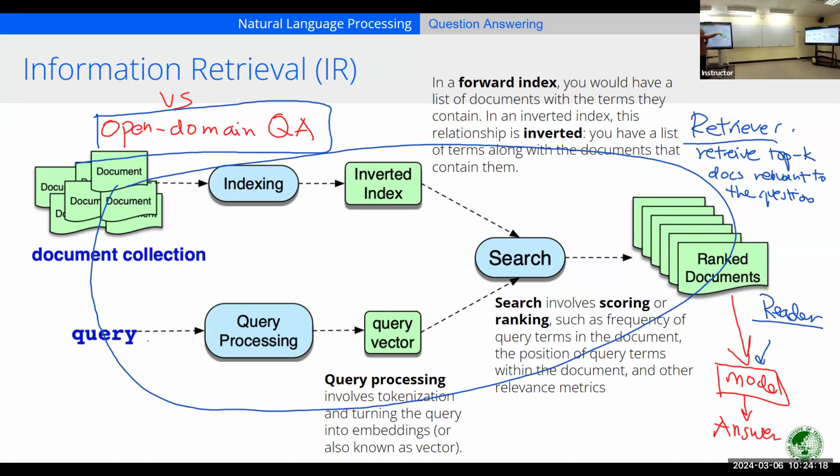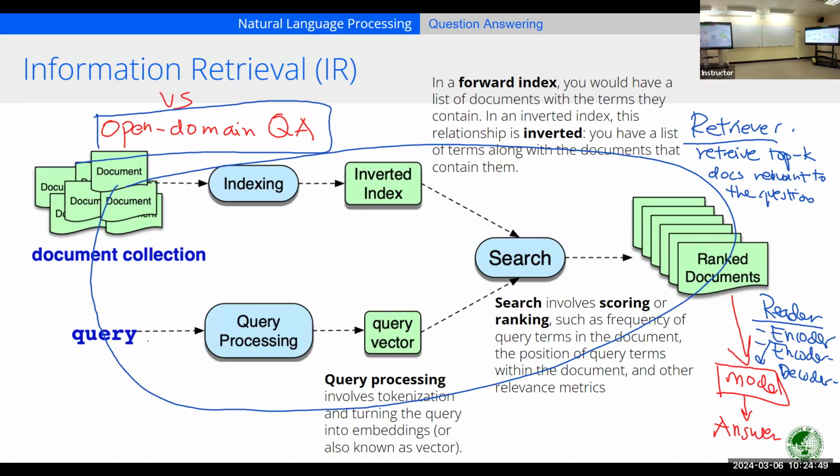This retriever will retrieve a lot of nice documents. This guy actually needs to read all the documents and find the answer, correct? So we call this guy the reader, and it can be an encoder, or it can also be an encoder-decoder, and maybe also a decoder. I think a decoder cannot be, but who knows, right?